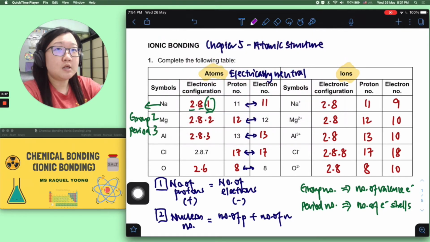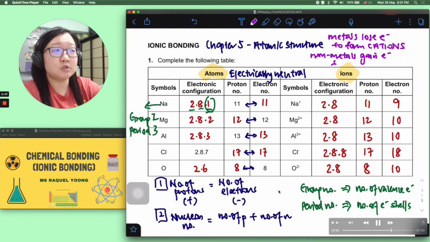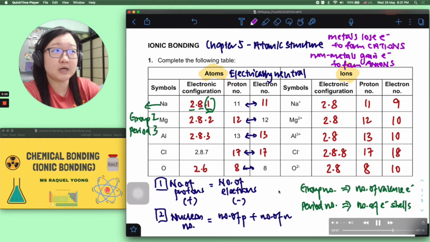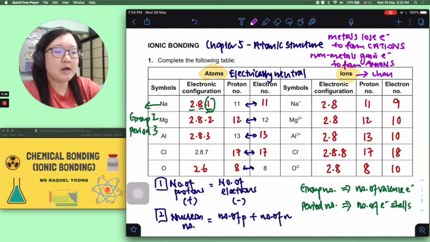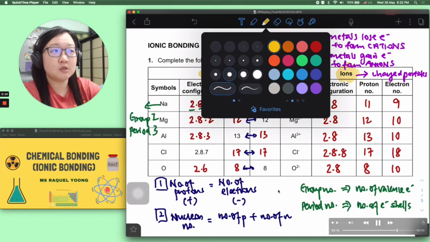So now let's look at ions. In forming an ion, the general rule is that our metals, which are on the left hand side of the periodic table, will lose electrons to form positively charged ions called cations. And our non-metals, which are on the right hand side of the periodic table, will gain electrons to form anions, which are negatively charged. So ions, as a type of particle, are charged compared to atoms, which are neutral. We see that in the answers also.